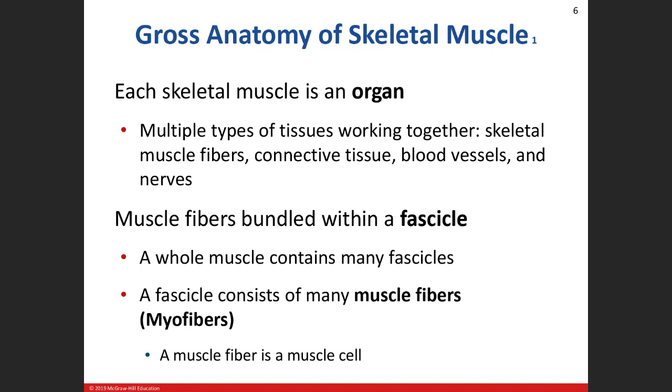Let's start with the smallest one. Our muscle fiber, make sure that you know that, is a muscle cell. We also call them myofibers. Now there are smaller structures inside. We'll get there. I don't want to throw too much at you. So when we bundle up a bunch of the muscle cells, or muscle fibers, we have a fascicle. And when we bundle up a bunch of fascicles together, that gives us our whole muscle.